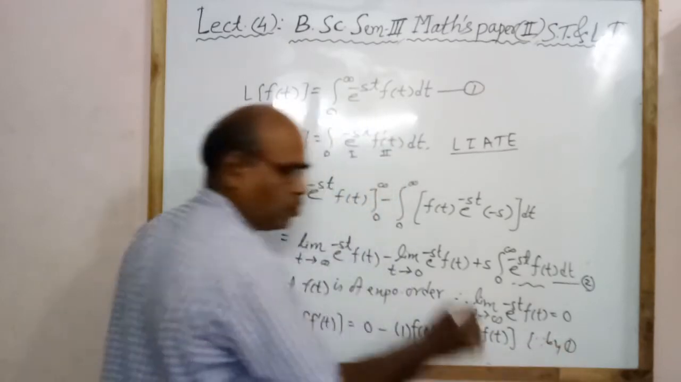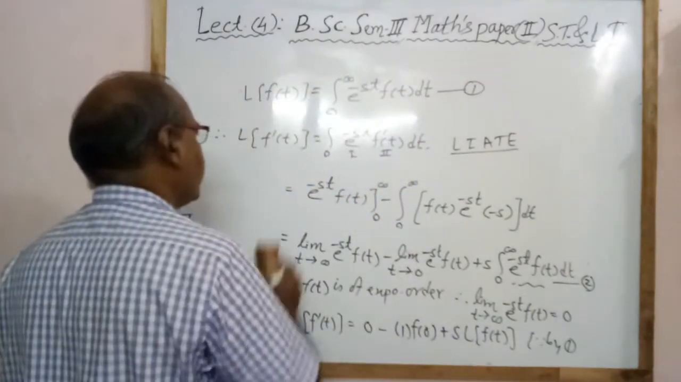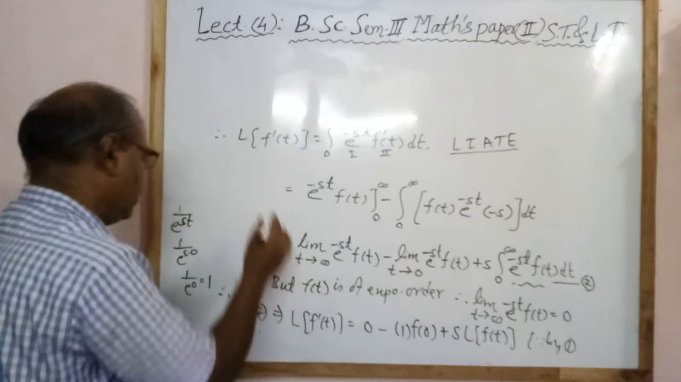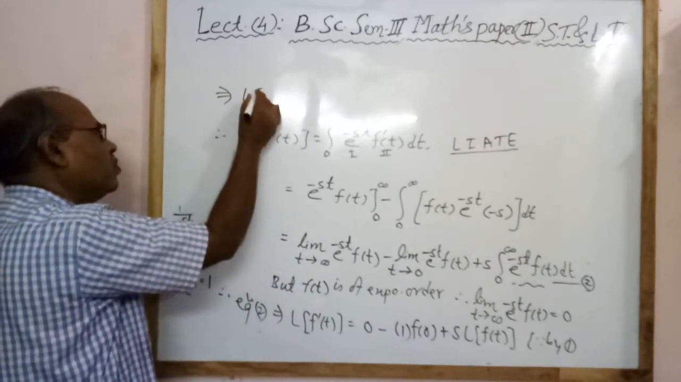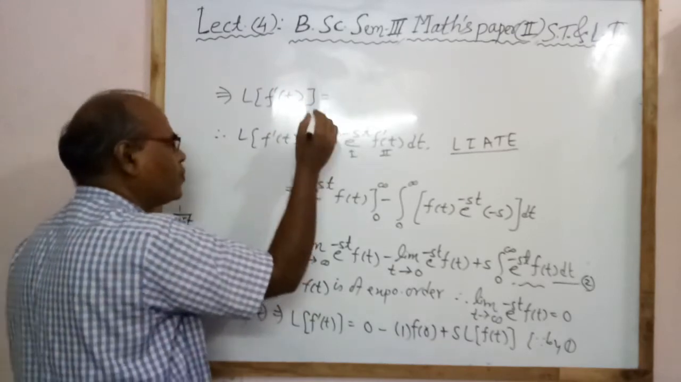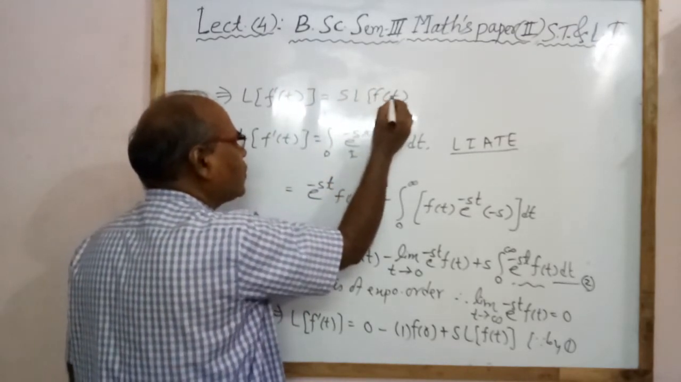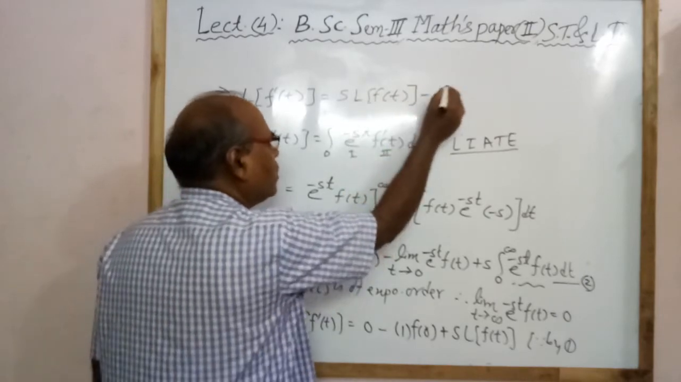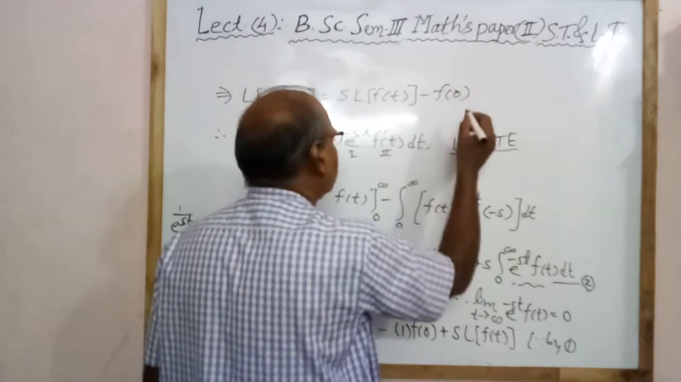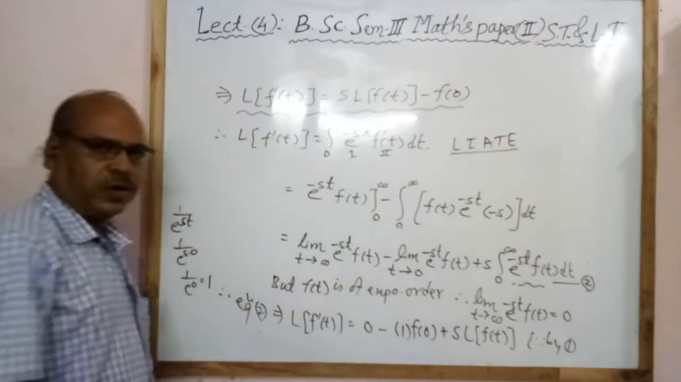Thus, by definition of Laplace transform, we get Laplace of f dash of t equal to s into Laplace of f of t minus f of 0. The theorem is proved.